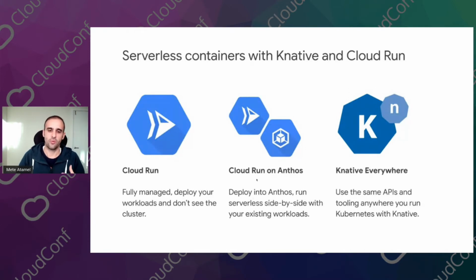So on Cloud Run on Anthos, you basically get to choose where you run Cloud Run. You can run it in the cloud if you want, or you can run it on-prem as well with GKE on-prem. So it's up to you basically where you want to run it. As you can see, there's a spectrum of choice when it comes to Knative and Cloud Run. I'm mostly focusing on Knative open source today because that's the one that applies to most places. But everything I talk about today also applies to Cloud Run and Cloud Run on Anthos.